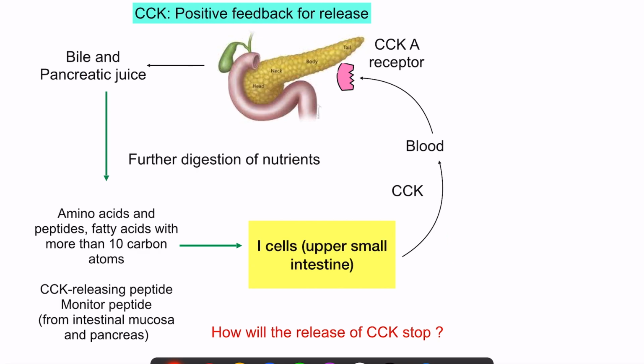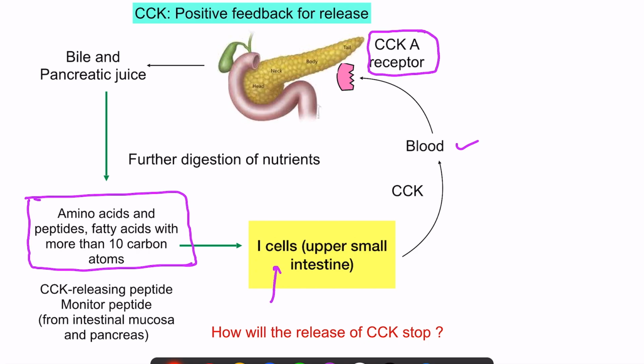Now, what is the stimulus for release of CCK? CCK is released from I cells in the upper small intestine, and amino acids, peptides and fatty acids with more than 10 carbon atoms, which have entered into the small intestine from the stomach, cause release of CCK from I cells. CCK enters into the blood and acts on the pancreatic acinar cells. So there is the CCK receptor. It acts on the pancreatic acinar cells, causing release of pancreatic juice rich in enzymes. And there is an increase in the bile and pancreatic juice.